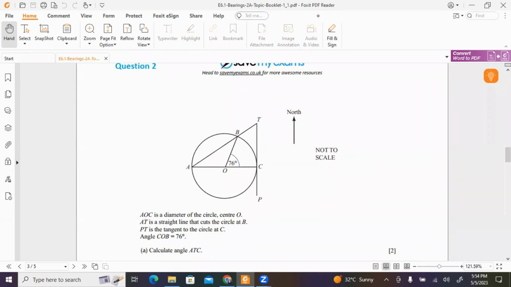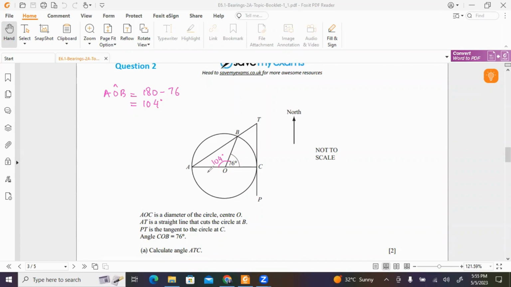So we have this angle 76. We know this angle would be 180 minus 76, which is 104. Angle is 180, 76, 104.